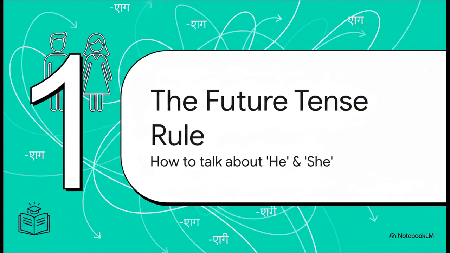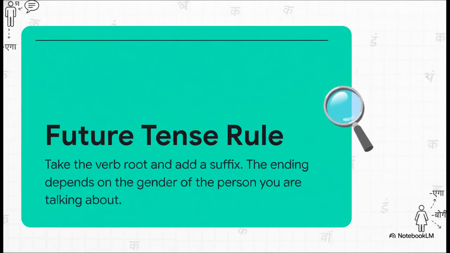This is the one big idea for today's lesson, and you're about to see just how simple it really is. The rule is actually super simple. All you have to do is take the basic core part of a verb, what we call the verb root, and then you just tack on a special ending. Now, the trick is the ending you choose depends on the gender of the person you're talking about.